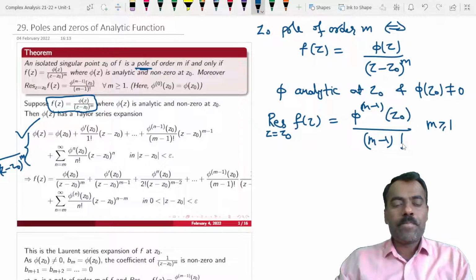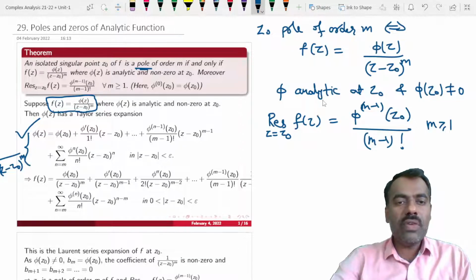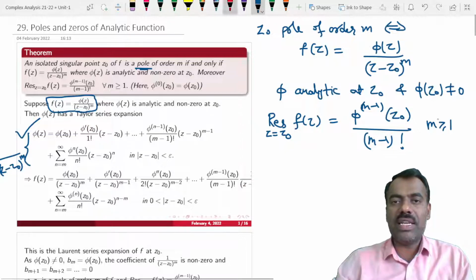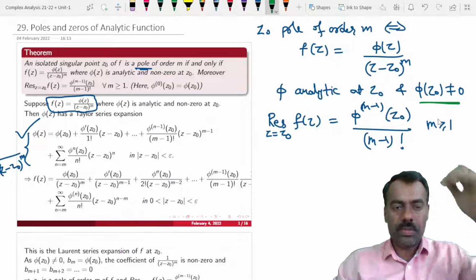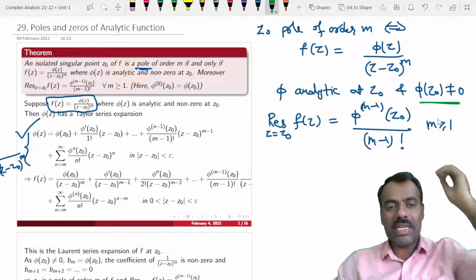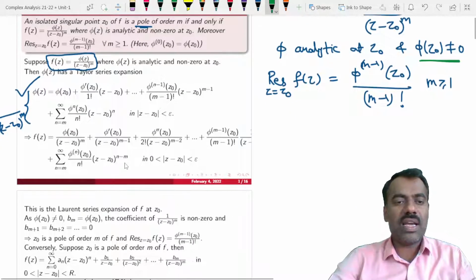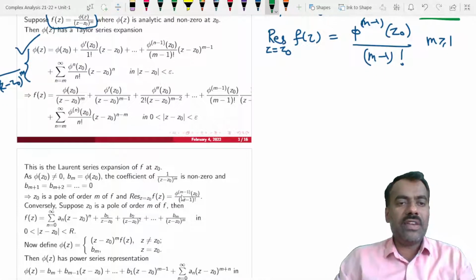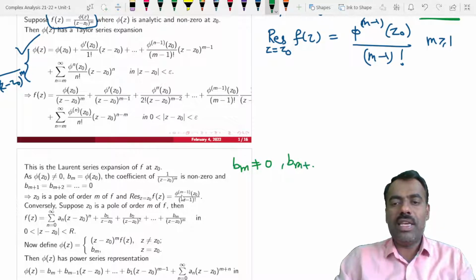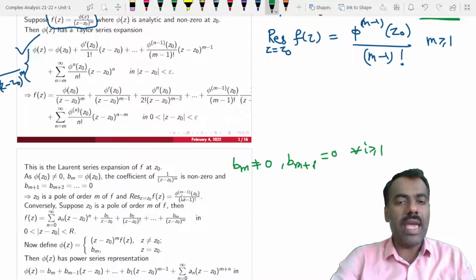So that shows this, and not only this, what do we know about phi of z naught? Our phi of z naught here is non-zero. So the coefficient of 1 upon (z minus z naught) whole power m is phi of z naught, which is non-zero. So this is a Laurent series expansion. As phi of z naught is not equal to 0, the coefficient b m, which is phi of z naught, is non-zero. But after that, b of m plus i is equal to 0, so that shows that this is a pole of order m.